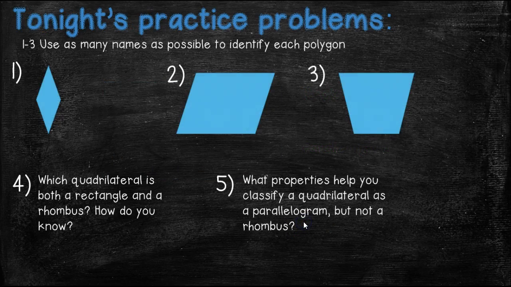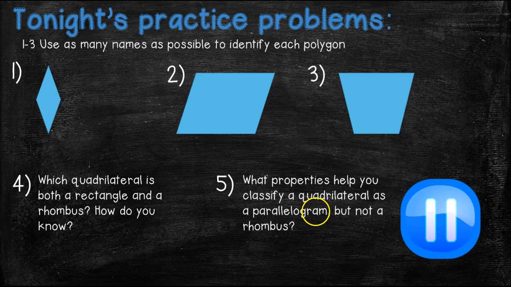Now it's your turn. For problems 1 through 3, use as many names as possible to identify each polygon, and then for 4 and 5, go ahead and just answer the questions. Pause the video and come back when you're ready. Coming back in 5, 4, 3, 2, 1.